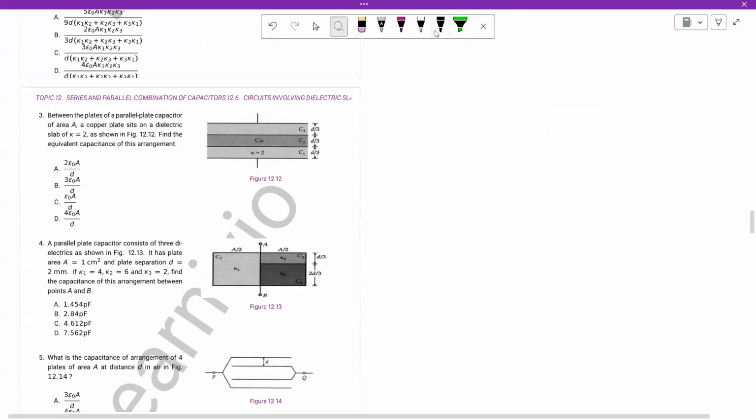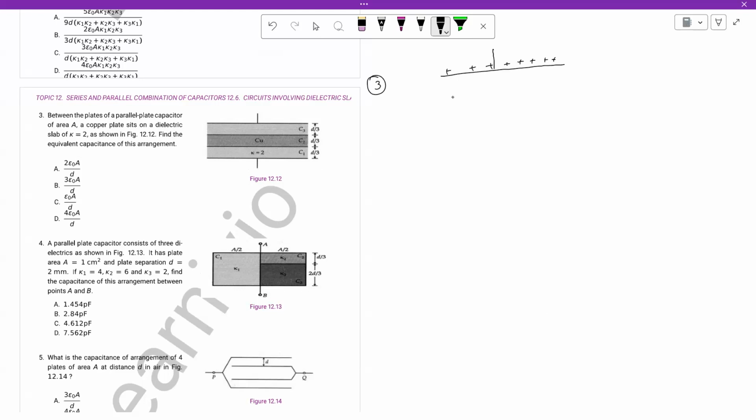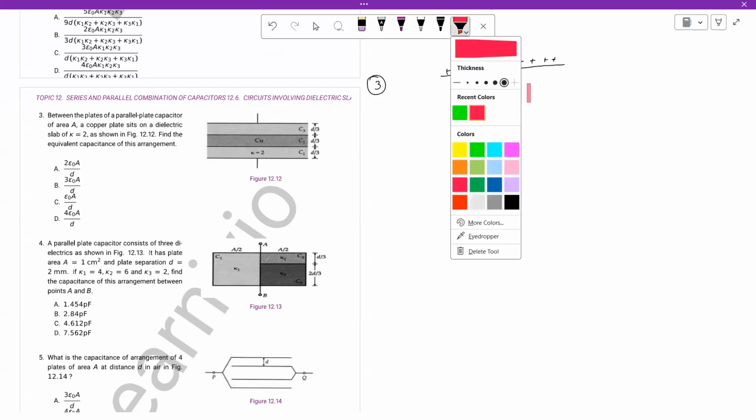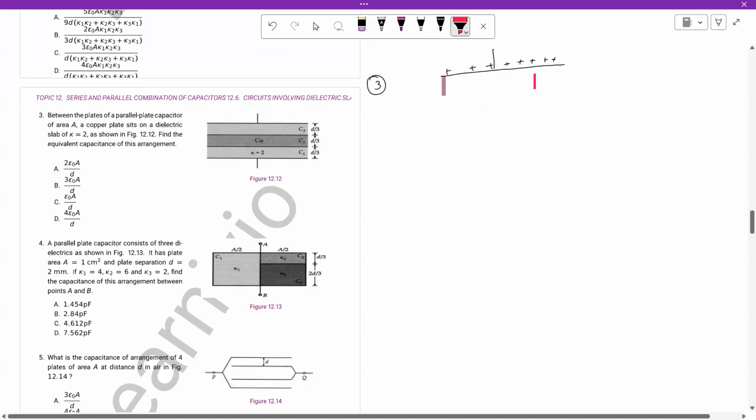Yeah, so let us quickly do this third one. So again, we have this is positive. Can you tell me what kind of connection is this one? Parallel? No, no. Plus, negative, and then plus, negative.